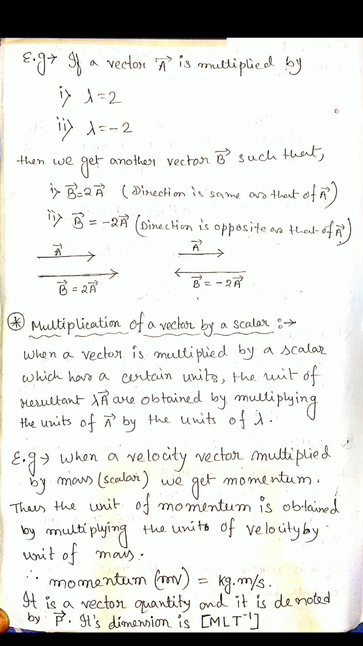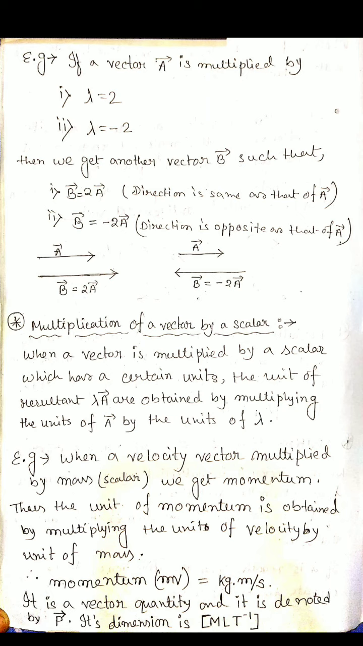So when the velocity vector is multiplied by a scalar quantity, that is mass, we get momentum, and the unit of momentum is obtained by multiplying the velocity unit and the mass unit. The velocity unit is meter per second and the mass unit is kg, so the momentum unit is kg meter per second. It is a vector quantity and it is denoted by p vector. P vector is the momentum vector, and its dimension is M L T to the power minus 1.